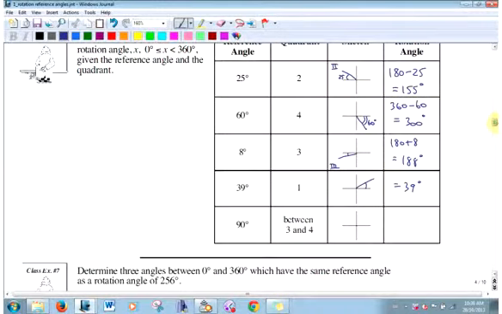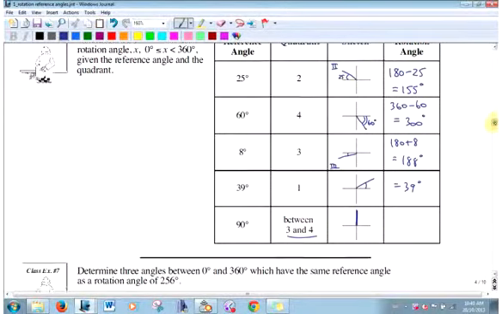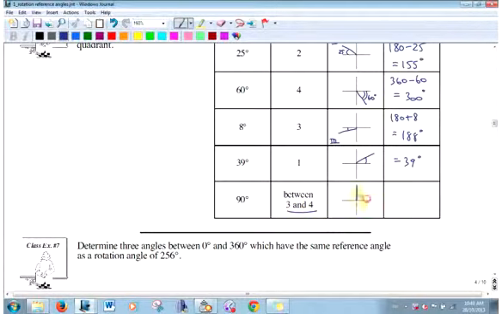Okay, 90 degrees, reference angle. Where's that? Right there. Quadrant. It's between 3 and 4, right? It's on the line between, whoop. Oh, hang on, that's not where I want it, right? Because I didn't answer my question. The quadrant between 3 and 4, that's down here. All right, how do I get to that position? 90, 180, 270. Okay, that's the 270 degree line from there.